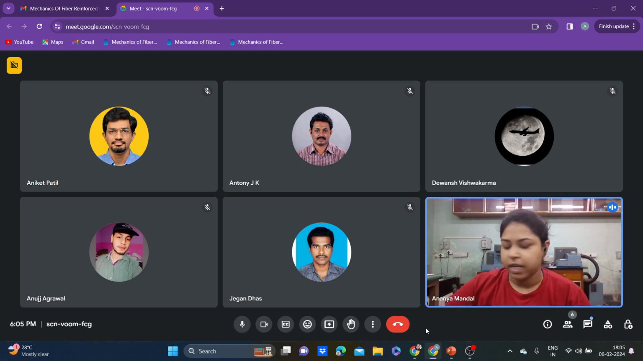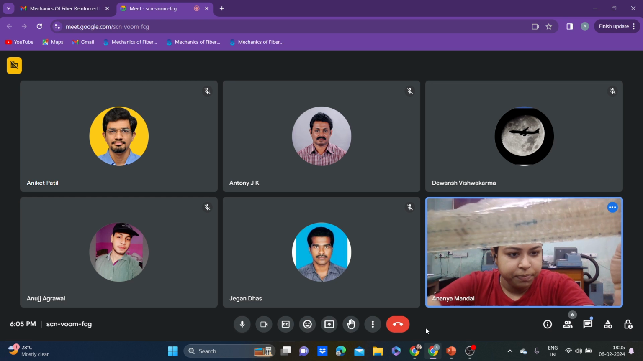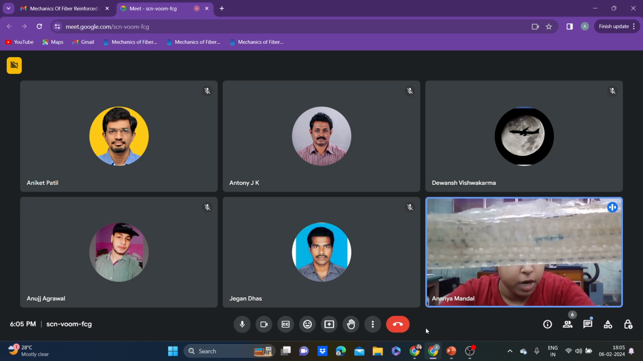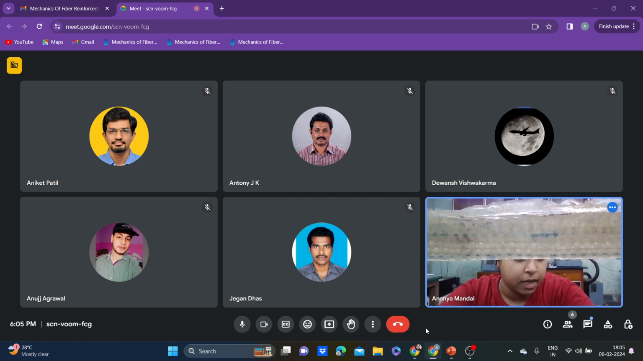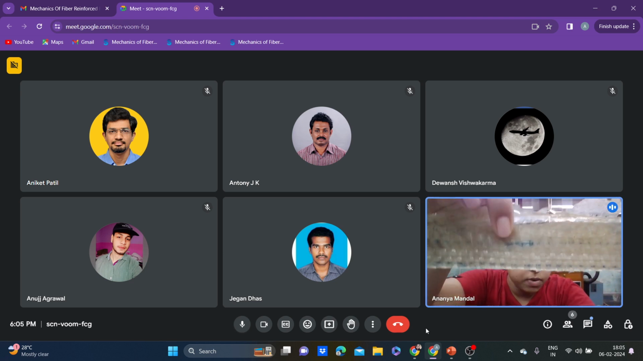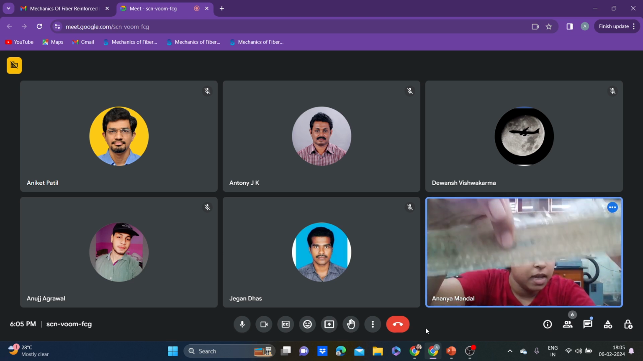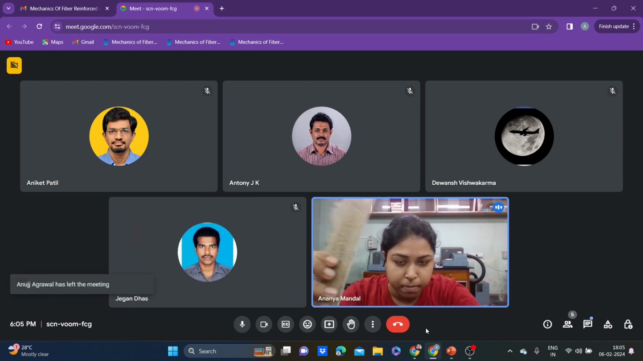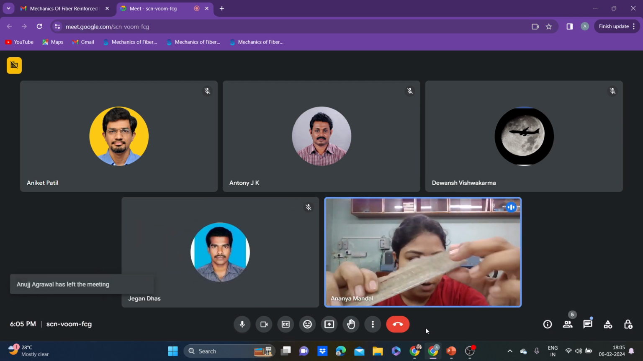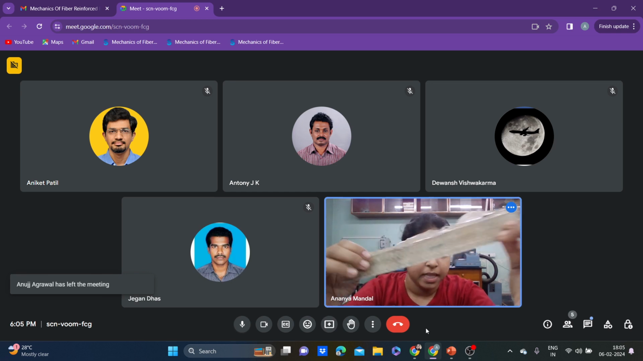Actually, I'm right now working from my lab, so I have some samples to show you about composites. Here you can see this is a composite made of epoxy and glass fiber mat. By the design you can see this is a mat structure. This is the reinforcement, glass fiber mat, and epoxy is used as the matrix in this sample.